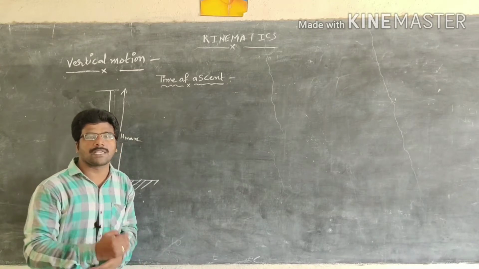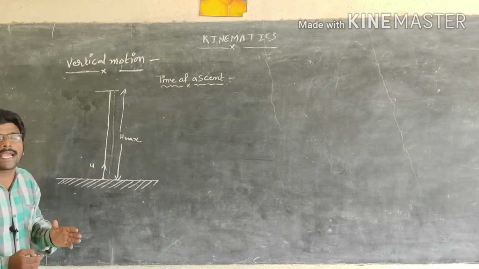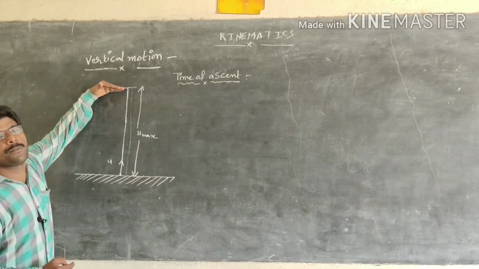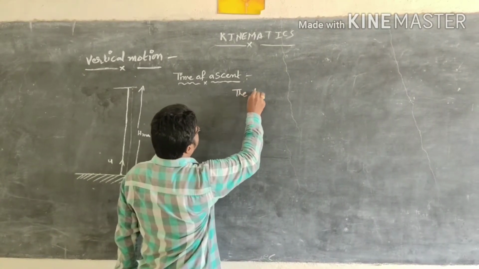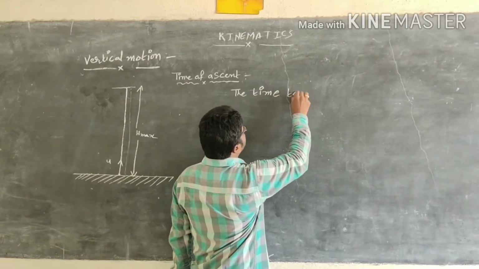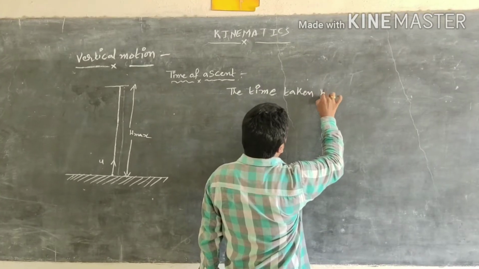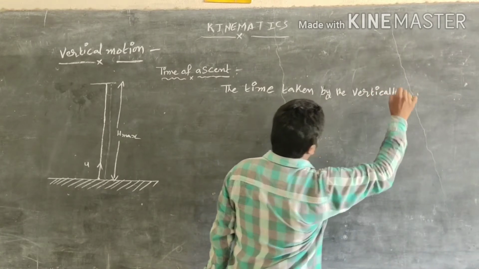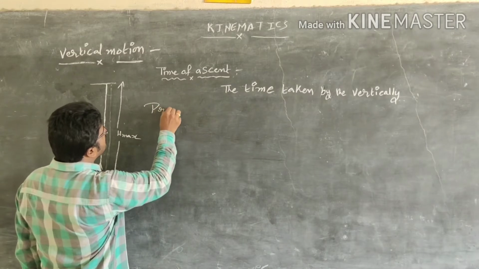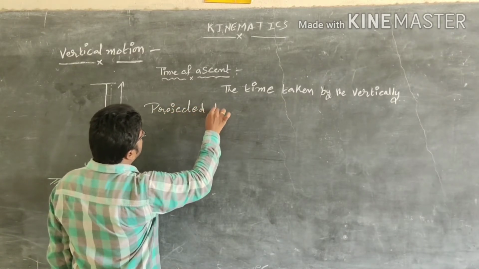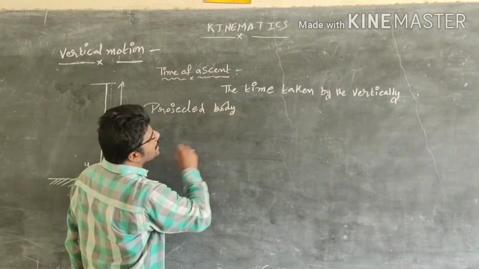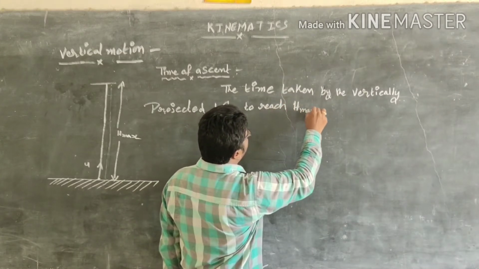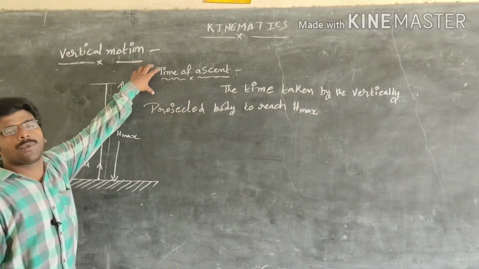Once again, we are going to repeat the definition. The time taken by the vertically projected body to reach maximum height, H max, which means maximum height, is known as time of ascent.